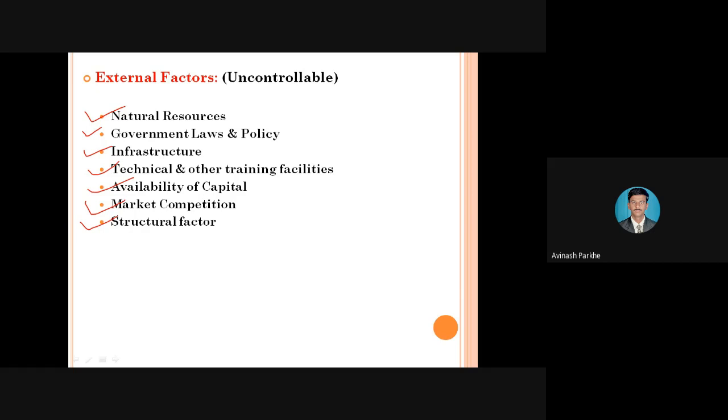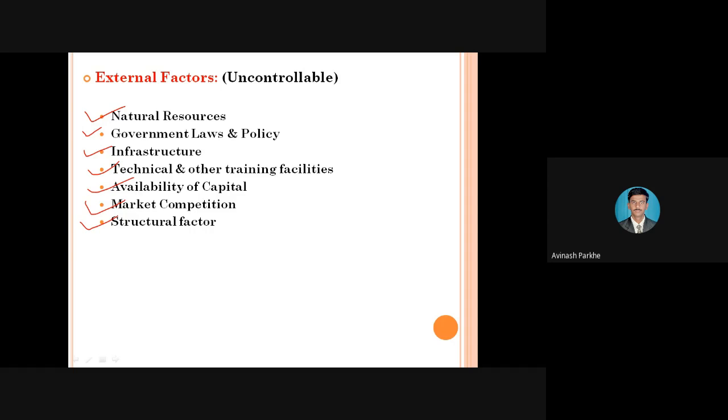Therefore, whatever your plant is, whatever your design is, we have to put that design in front of the organization, and accordingly, if they give the sanctions, then and only then we can start your infrastructure. So these are some external factors which are uncontrollable.